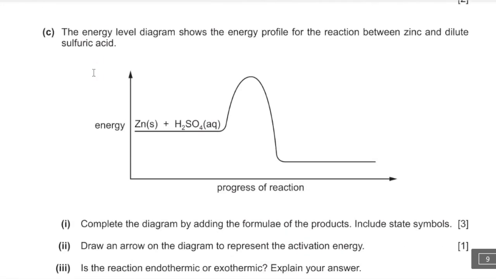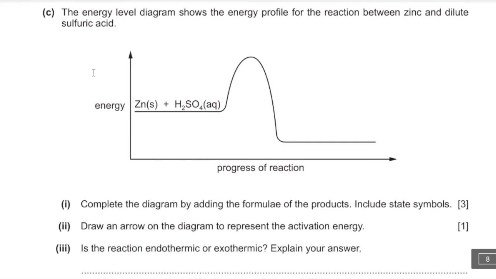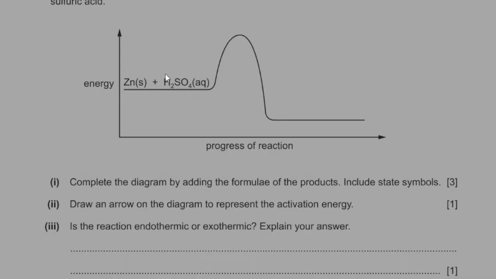The energy level diagram shows the energy profile for the reaction between zinc and dilute sulfuric acid. 1. Complete the diagram by adding the formulae of the products. Include state symbols. Since this is a reaction between a metal and an acid, we get a salt as well as hydrogen gas. The salt is formed in the form of aqueous solution, since it's still in the solution. So it's in the aqueous form, as well as hydrogen, which forms in the gaseous state.